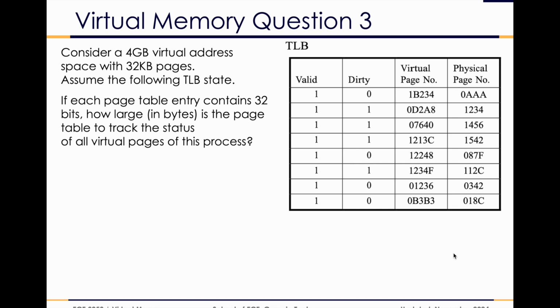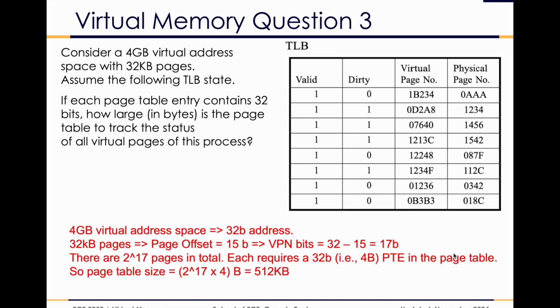Okay, so assuming you've paused and finished the problem, the first thing we want to do is find the size of each address. The 4 gigabyte virtual address space corresponds to 32-bit addresses. Using this fact, we take the 32 kilobyte pages to find the page offset, which again is 15 bits, just like we found previously, which means the remaining bits are used for the virtual page number. So 32 minus 15 is 17 bits. We have a page offset of 15 bits and a 17-bit virtual page number.